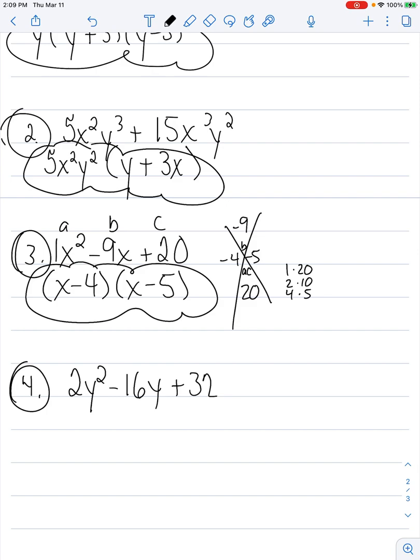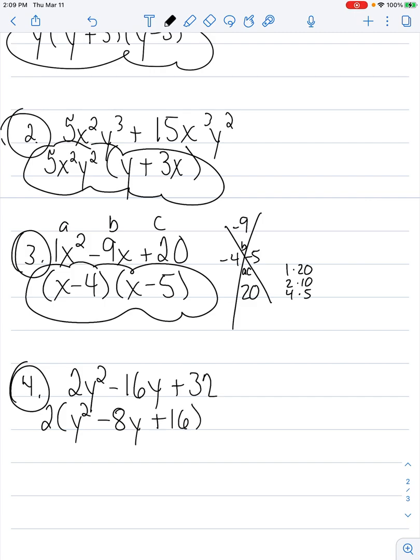First, I notice all of these are even numbers, so I can factor out a 2. 2y squared divided by 2 is y squared. Negative 16y divided by 2 is negative 8y. And 32 divided by 2 is positive 16.